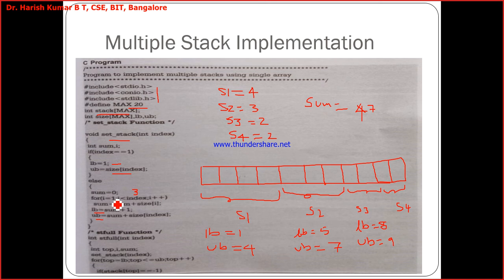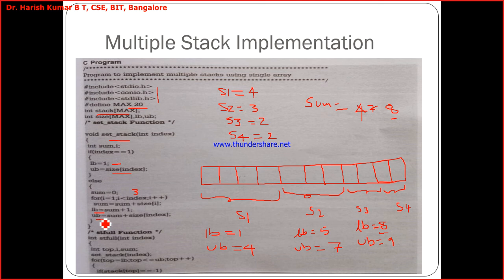Again go back. I becomes how much? 3. 3 less than 3, condition is false. Come out. Now lower bound is equal to sum plus 1. What is the sum? 7. 7 plus 1 is 8. See, lower bound of S3 is how much? 8. And you got it, 8. And that is computed and assigned to LB.